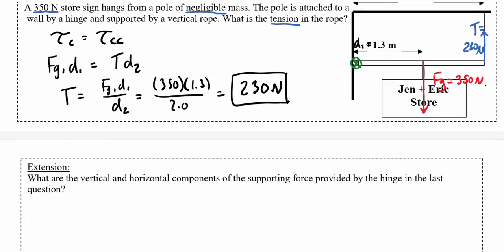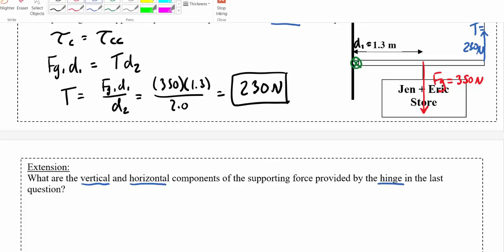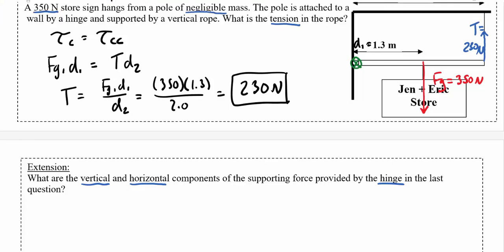So take a look at the next question on the next page. It actually says, what are the vertical and horizontal components of the supporting force provided by the hinge in the last problem? So there's something that we missed, something right back from the beginning when we asked ourselves, hey, what are all the forces on this system? The hinge itself is attached to a wall. And so if you pull or push on that hinge, of course, it can provide some force up or down, left or right.